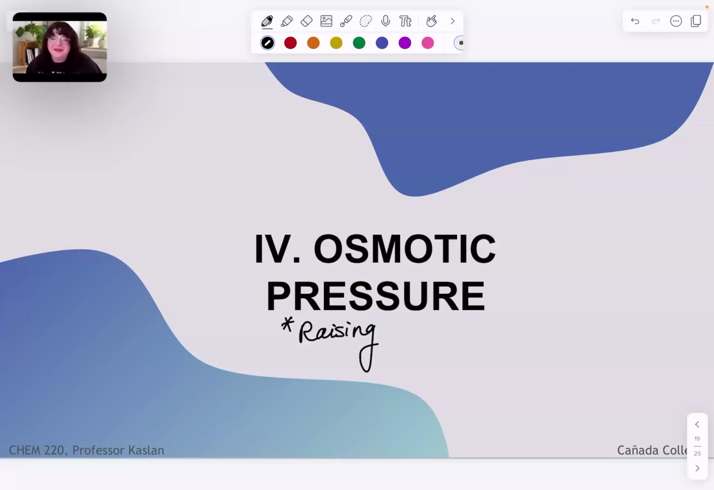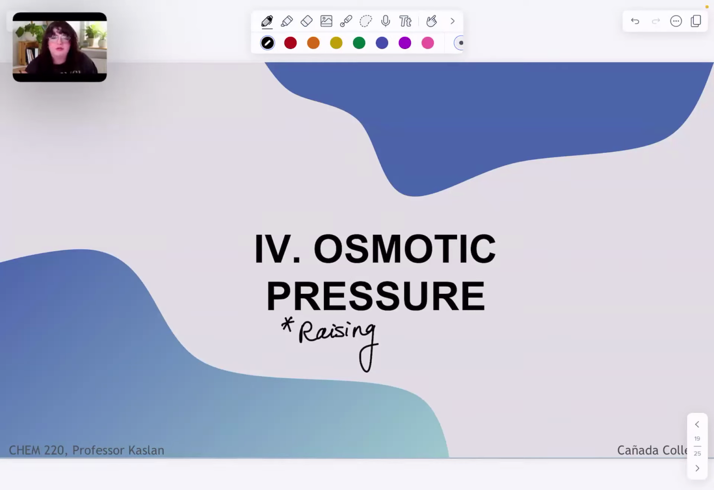Welcome back, everyone, to our final colligative property of solutions that we're going to discuss, and that is how the osmotic pressure of a solution changes when solute is added. And again, what it means to be a colligative property. Things like freezing point, boiling point, vapor pressure, these are all things that change when you add solute to a pure solvent. And that change relates directly to only the quantity of solute present.